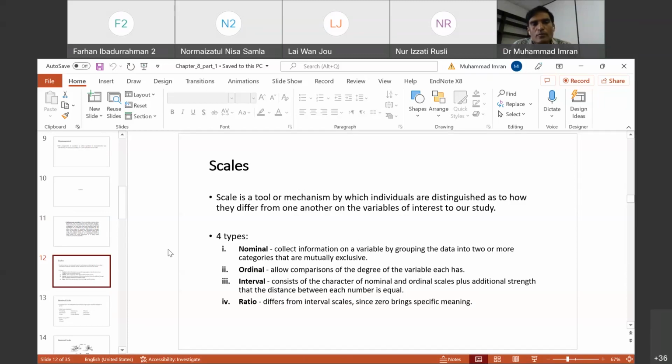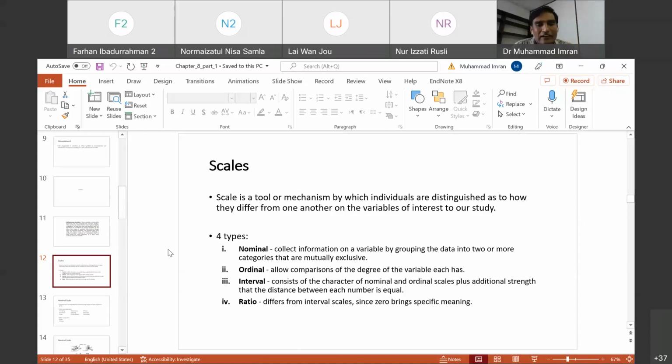A scale is a tool or mechanism by which individuals are distinguished as to how they differ from one another on the variable of interest under study. Yes, they must differ. One variable must be different from the other one. If both are the same, it means one variable. If both are the same, why would we give them different names? We can give them one name because they are the same.